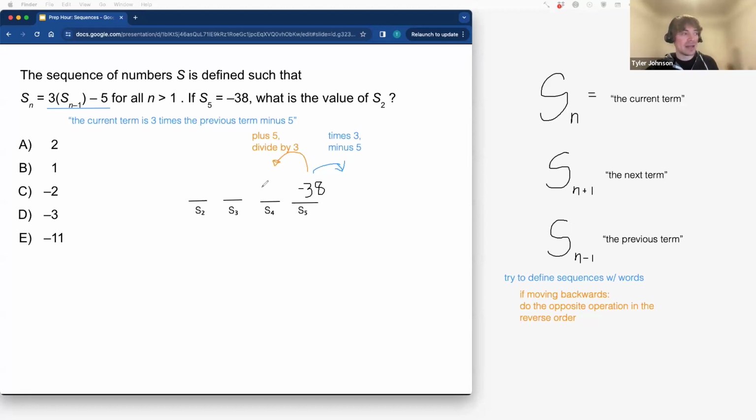So I add 5, I'm at negative 33. Divide by 3, and then you'll be at negative 11. And that's the fourth term. And then I move backwards another step. I add 5, and I'm at negative 6. Divide by 3, and I'm at negative 2. And then I just need to do that one more time. You add 5, and you'll be at positive 3. Divide positive 3 by 3, and you end with positive 1, which is answer choice B.